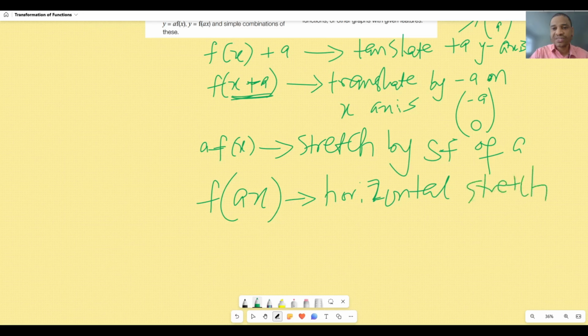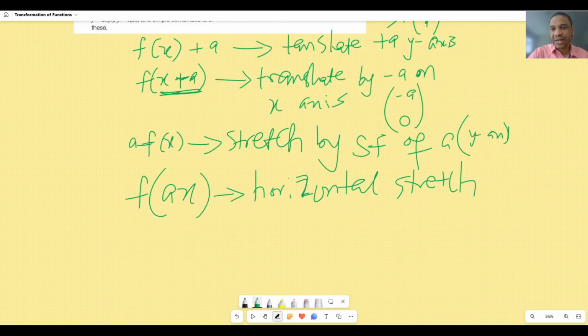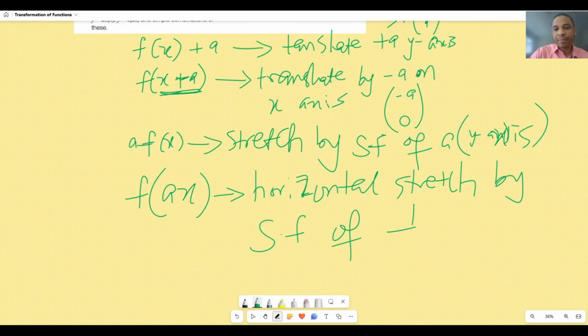Remember, this is vertical, so this is on the y-axis. So the first one is the y-axis. This is horizontal, x-axis. Horizontal stretch by scale factor of 1 by a. So if it is 2, they become 1 by 2. So imagine you have a sine graph where you have 0, 180, and 360 on the x-axis. Now if I have 2x, my 180 will become 90. My 360 will become 180. So that's what this means.